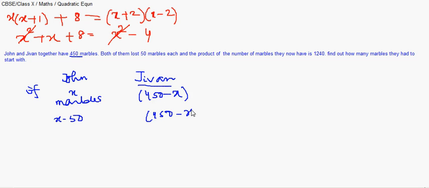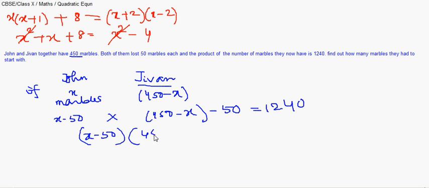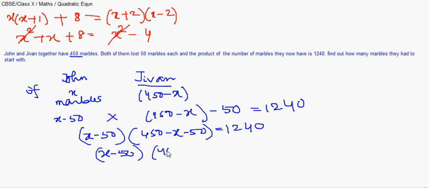Jeevan, who had this number, is also losing 50. Now the product of these two numbers they now have is 1240. Simple. We'll now express this in quadratic format. It's x minus 50, and this, if you remove the bracket, will be 450 minus x. So (x minus 50) times (400 minus x) equals 1240.